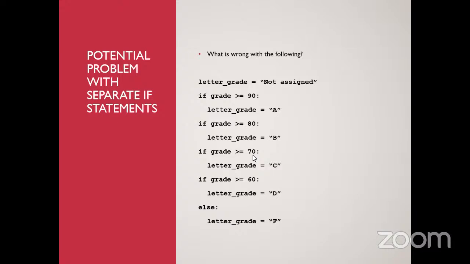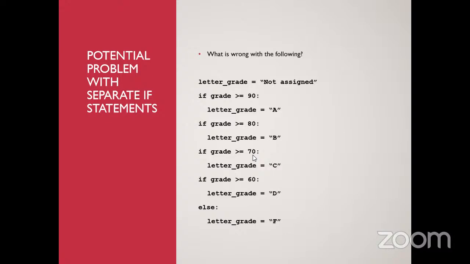So if I took that 85 I had, the first if statement doesn't run because 85 is still less than 90. But if I do 85 is greater than or equal to 80, true. So now I change letter grade to B. Then I get to this: if 85 is greater than or equal to 70. Oh, that's true too, so now I'm going to change it to C. And it's greater than or equal to 60, so now I change it to D.